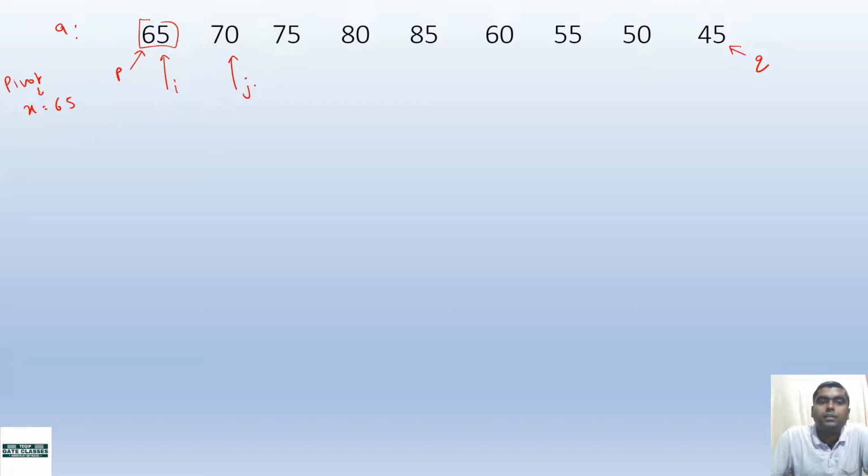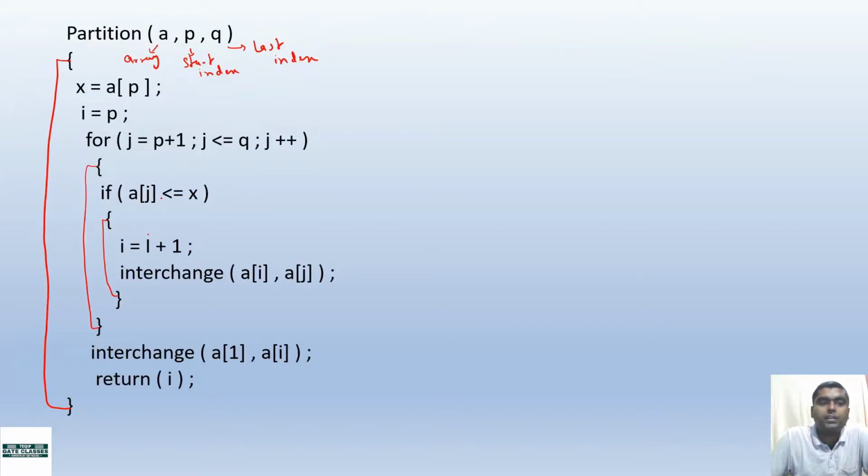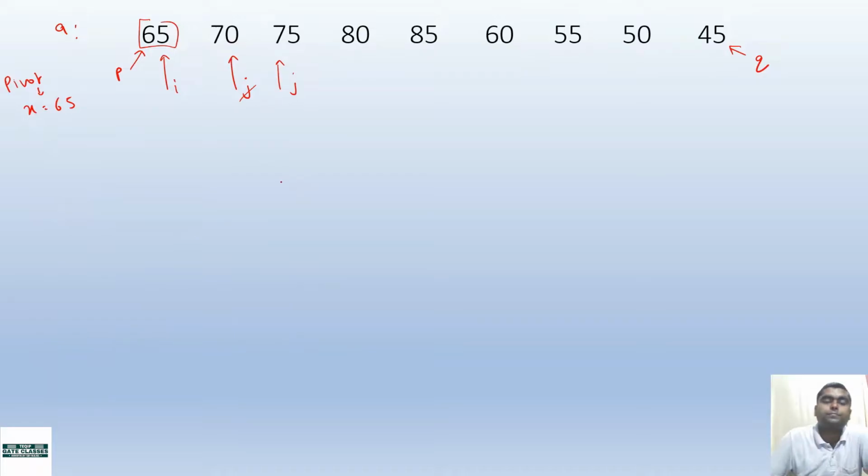So what is our a of j? 70, which is not less than, so just move ahead, next j comes here. This is the loop. In the loop, what are we checking? If a of j is less than or equal to x, then we have to increment i and interchange i and j. Here also it is not: 75 is not less than or equal to 65, so just increase this j to this point. This a of j is 80, 80 is not less than 65, so increase j again. a of j is 85, 85 is not less than 65, so move one more ahead.